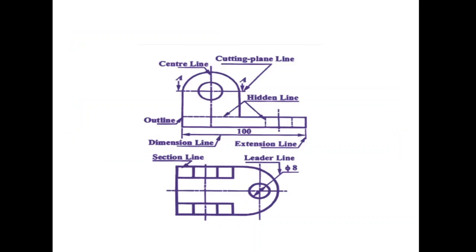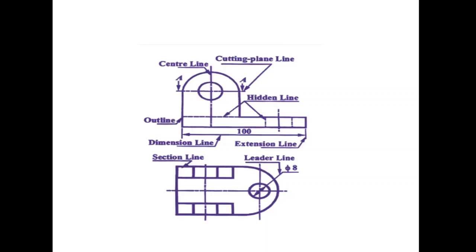So we will see an engineering drawing in which all the types of lines are used. The first type we have studied is the continuous thick line, used for the visible outlines. See, this is nothing but the continuous thick line.